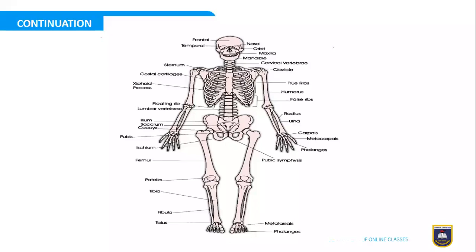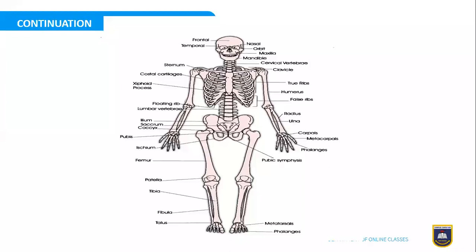So, in summary, the bones that make up the whole forelimb are humerus, radius, ulna, carpals, metacarpals, phalanges. I hope it is clear.